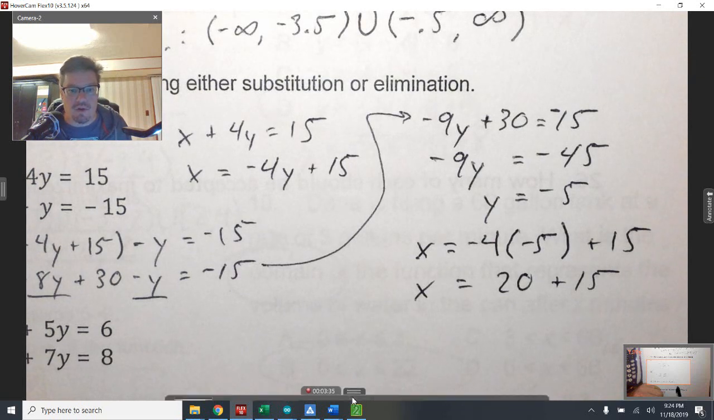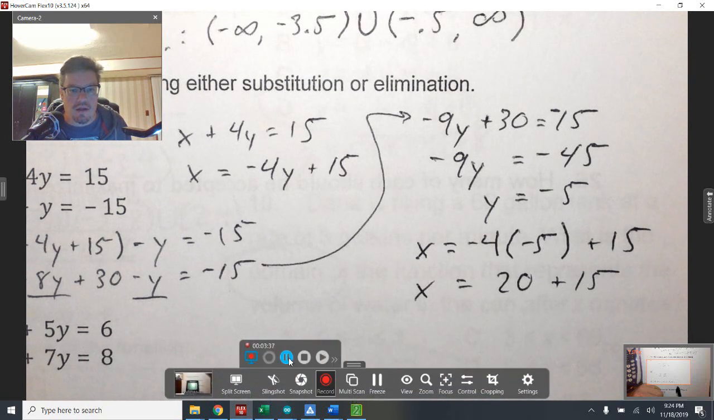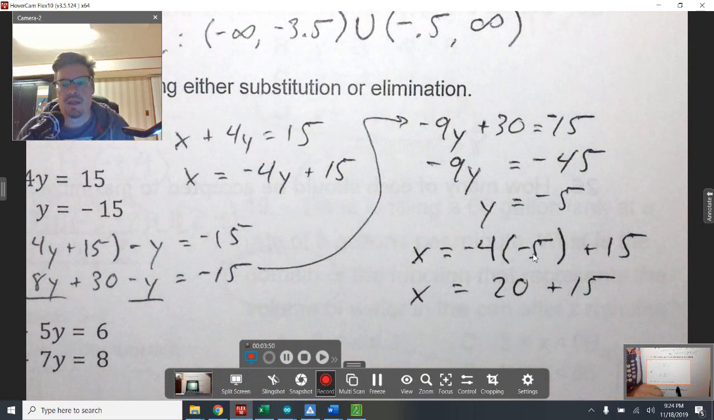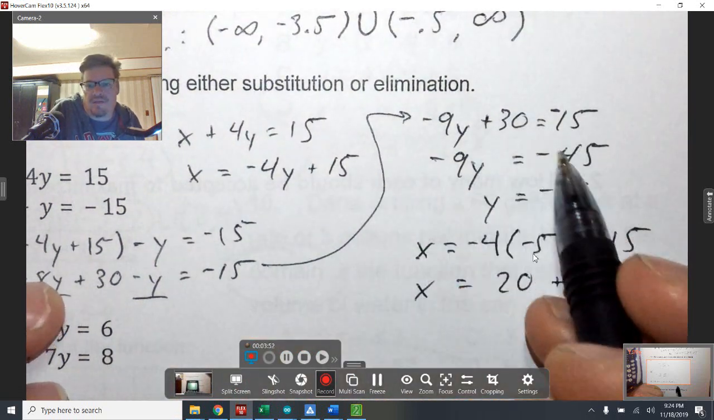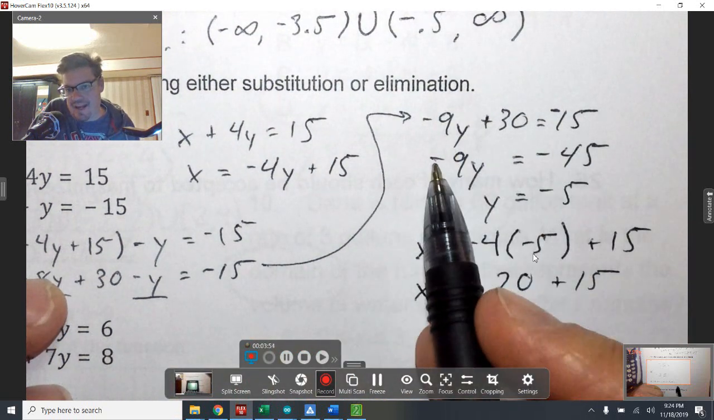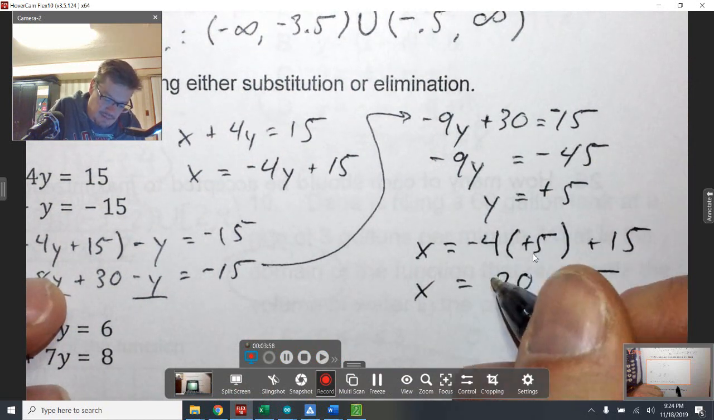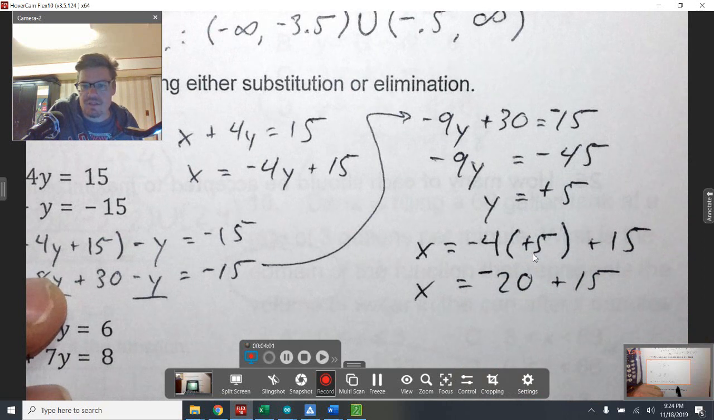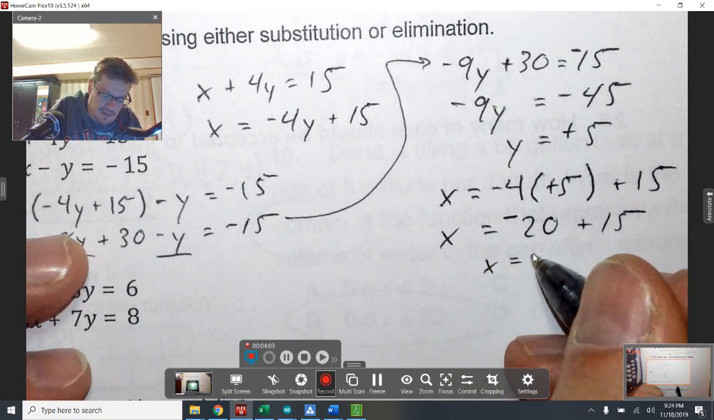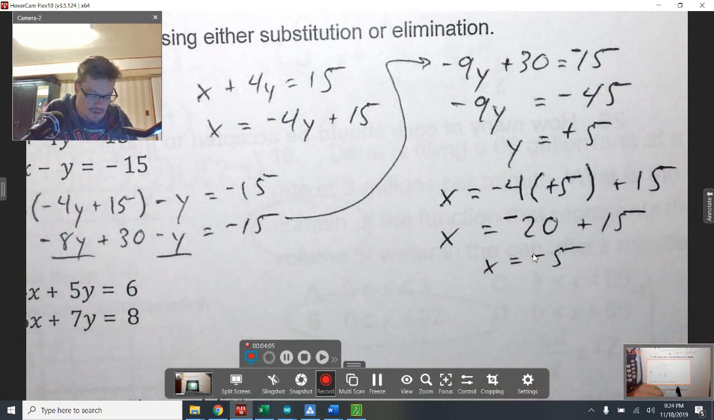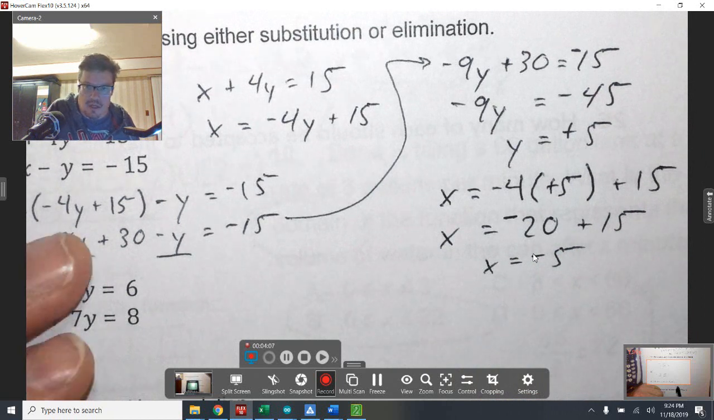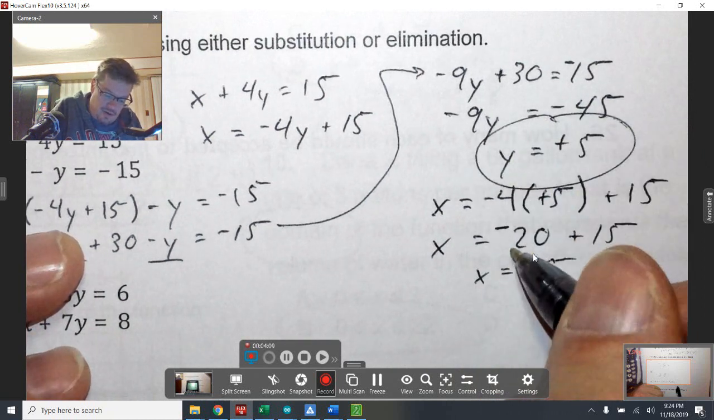Let me pause real quick. Okay, that was easy. If I divide negative 45 by negative 9, there should be a positive 5. So x ends up being negative 5. So all is well. Means that here's my y coordinate, here's that.